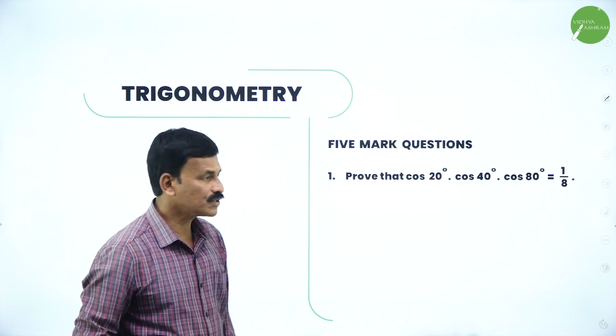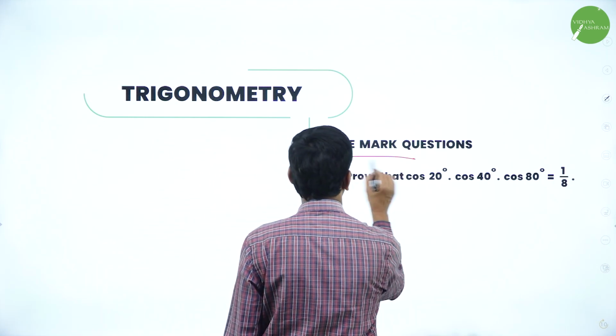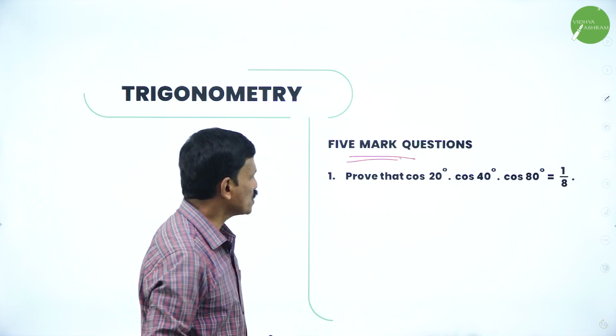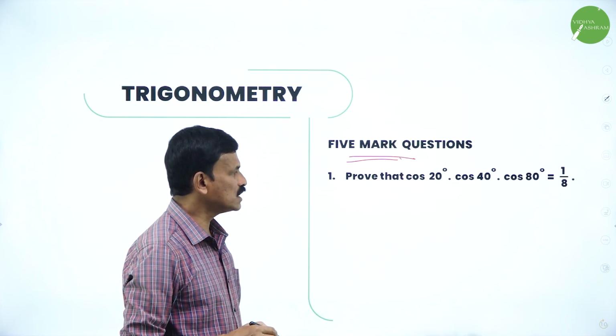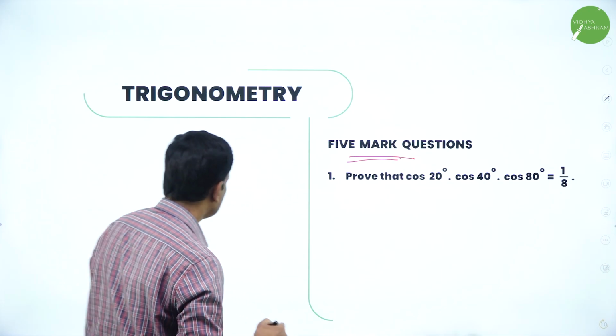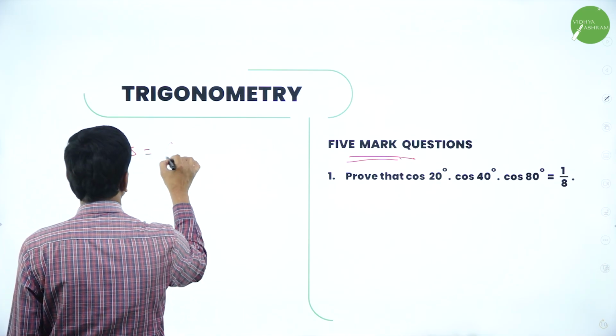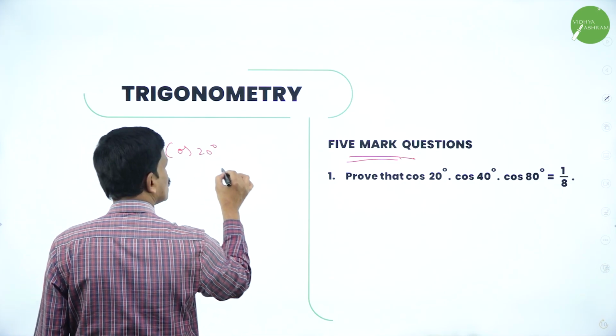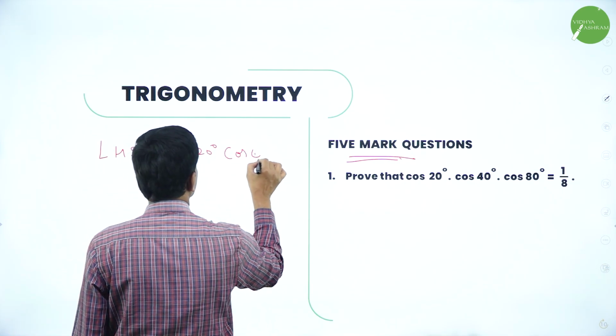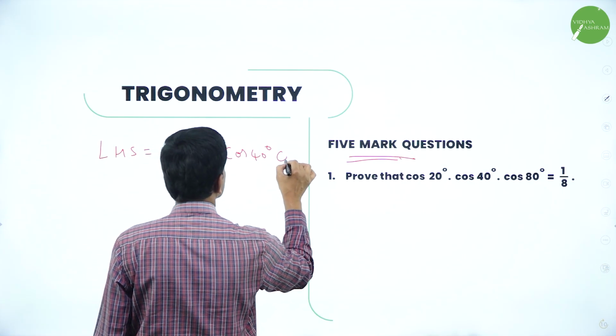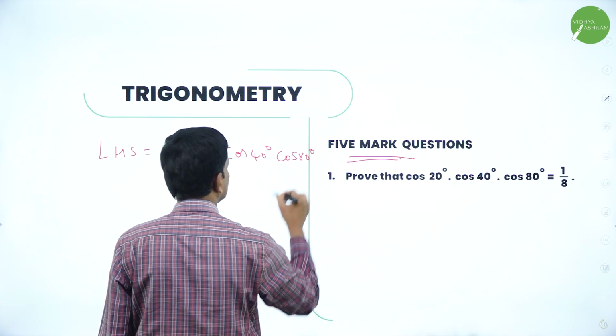That is a 5 marker question. This is very important, a 5 marker question. Prove that cos 20 cos 40 cos 80 is equal to 1 by 8. Now let us take the LHS. What is the LHS? Cos 20 degrees, cos 40 degrees and cos of 80 degrees.